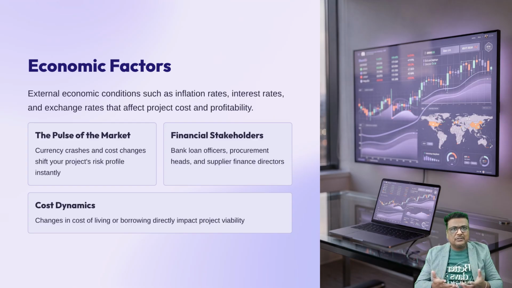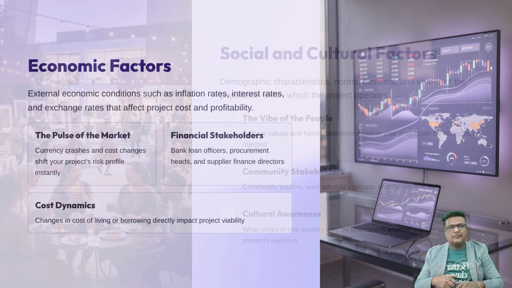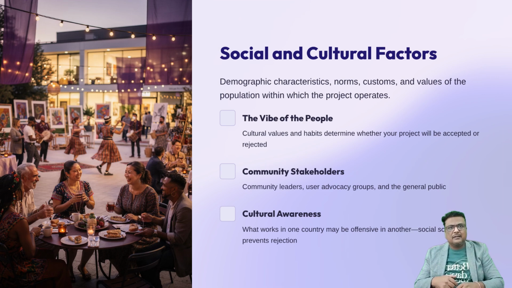But here is the catch. Even if the money is right, you have to make sure the people you are serving actually want what you are building. Which brings us right into our next step, analyzing social factors. This brings us to social and cultural factors. The book style definition refers to the demographic characteristics, norms, customs, and values of the population within which the project operates. To translate that into human speak, it's the vibe of the people.